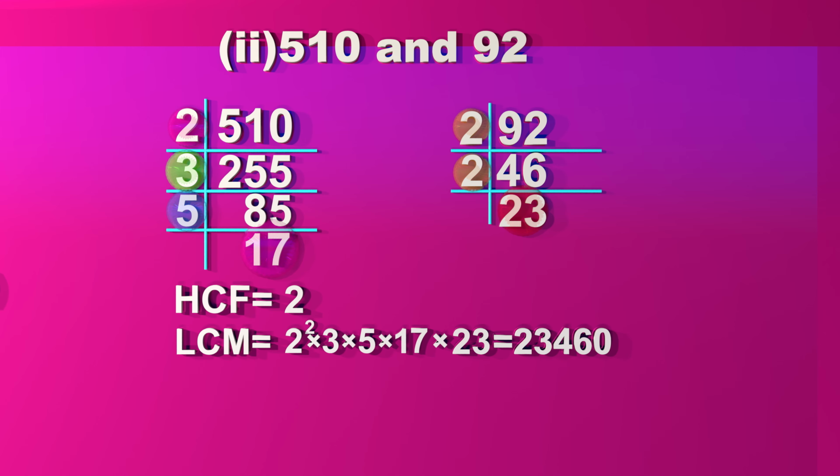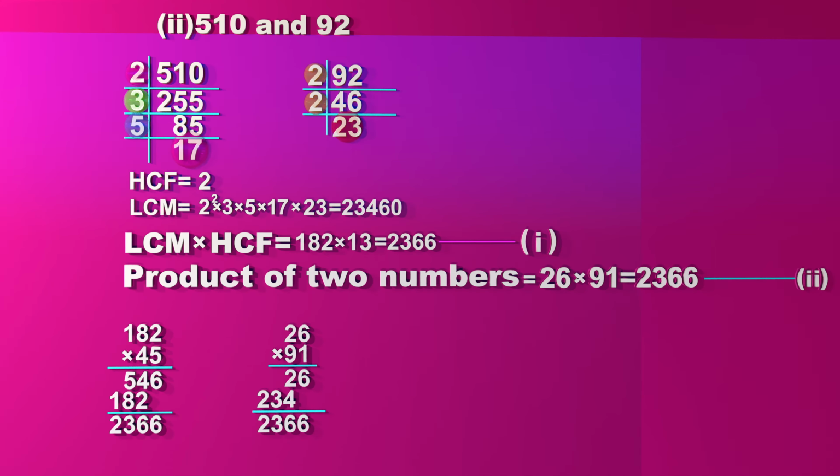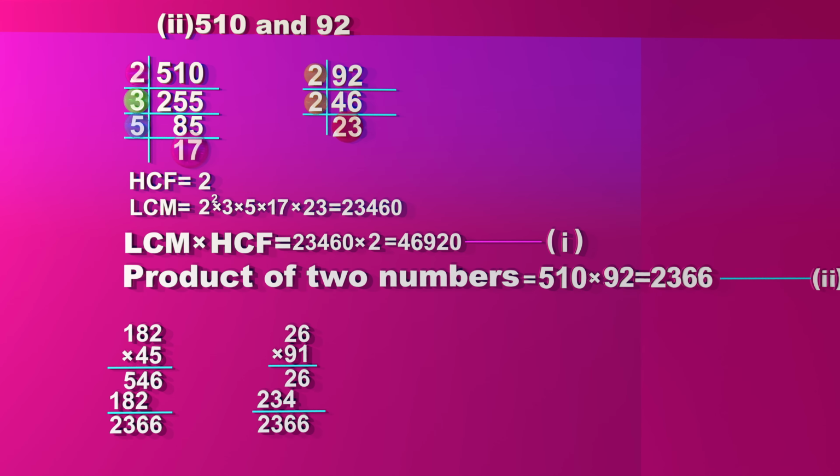Now let's see what is LCM into HCF. So LCM is 23460 and HCF is 2. And the product of these 2 numbers is 46920. Now let's see what is the product of these 2 numbers. First number is 510 and second number is 92. After multiplication, we will get 46920. So we also verified them.